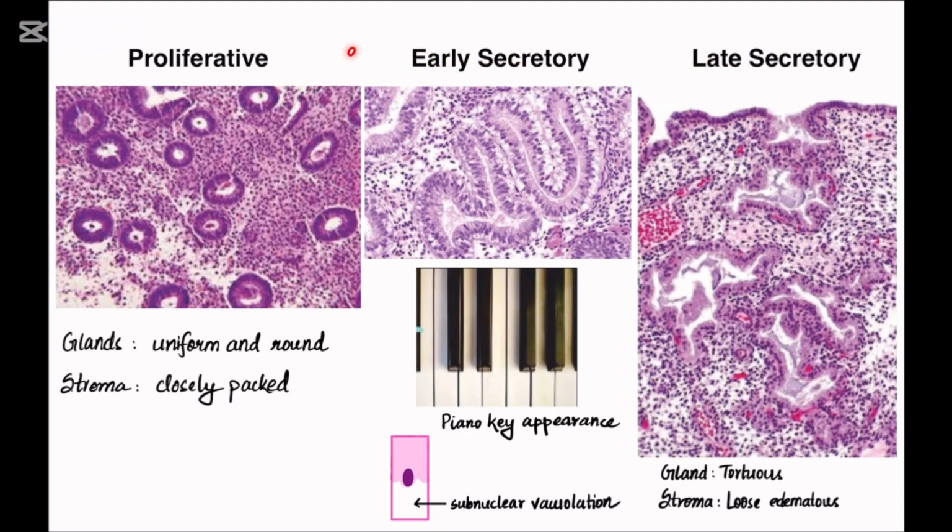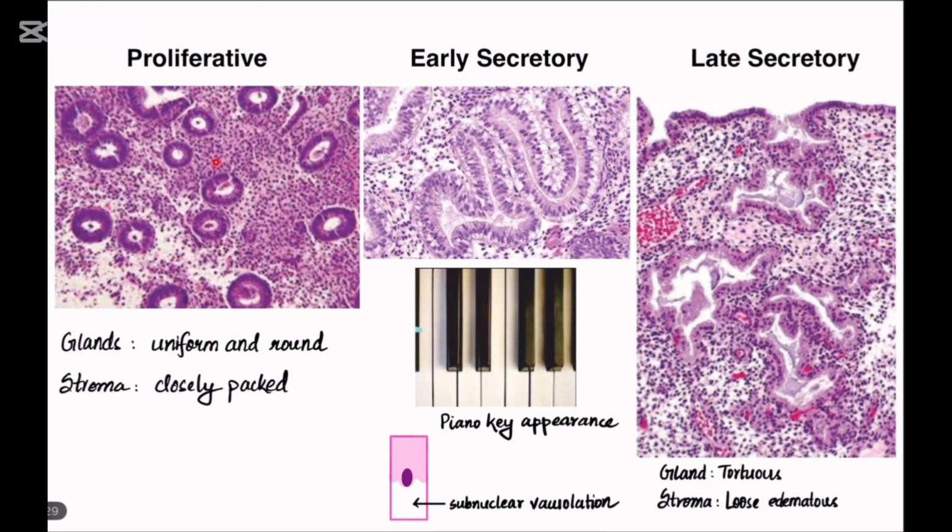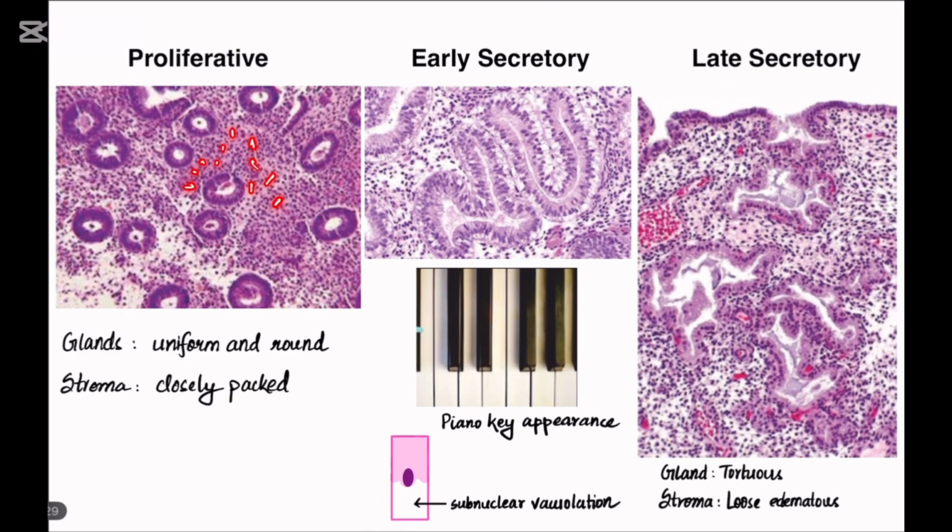Let's look at all these three stages on the basis of two properties. Number one, the glands, and number two, the stroma. In proliferative phase, as I said earlier, the glands are round and uniform. And the stroma is closely packed. In early secretory, the gland becomes tortuous.